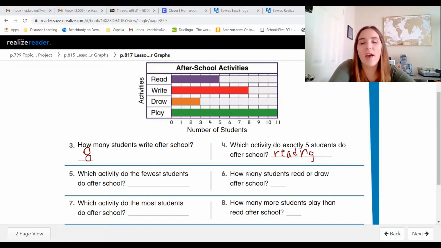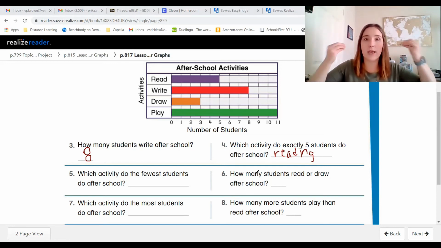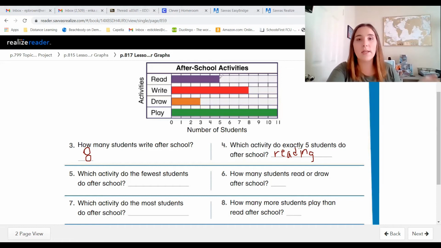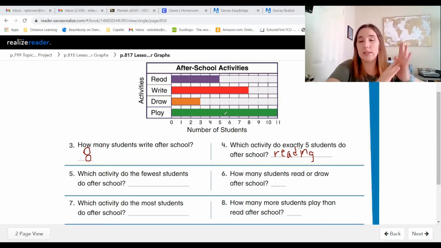Let's do number 6. How many students read or draw after school? So when we say or, we have to pick both of them. So I can't just say 5 students and I can't just say 3. I need to put them both together. So there's 5 that chose reading and 3 that chose drawing. So I need to say 5 plus 3 would be 8 students because 8 students either read or they draw after school. Let's look at number 7.